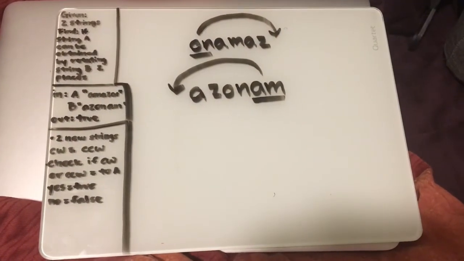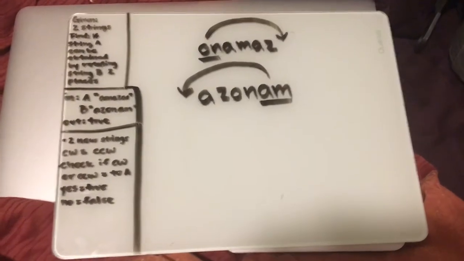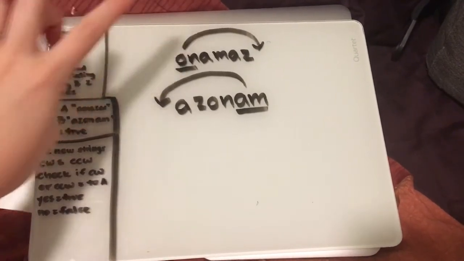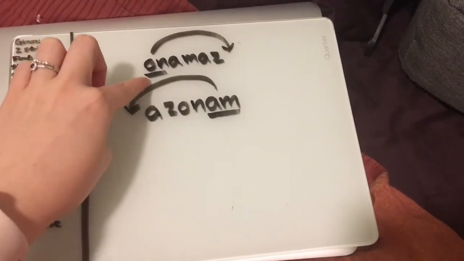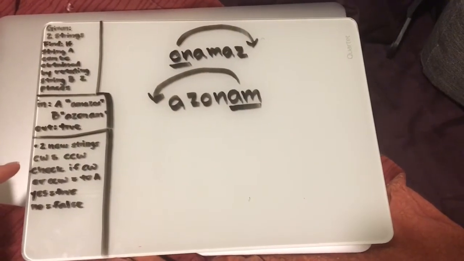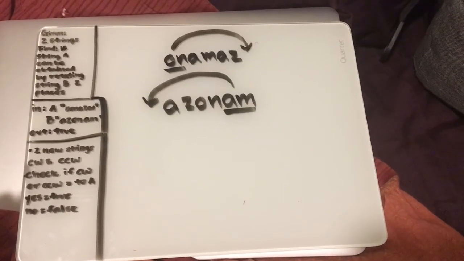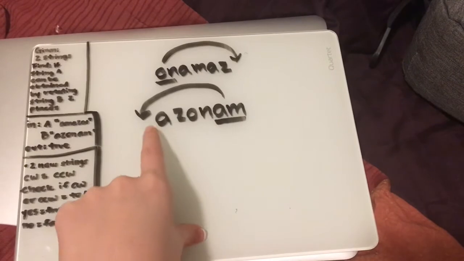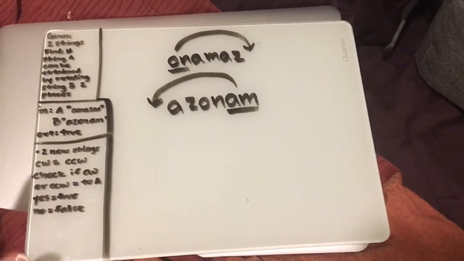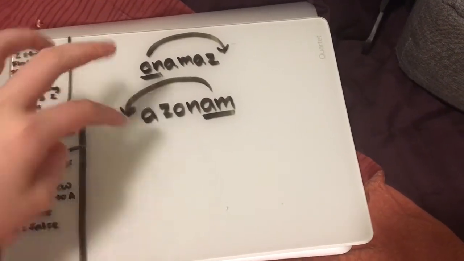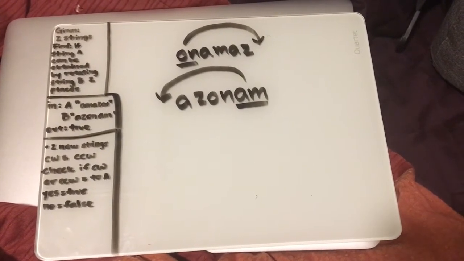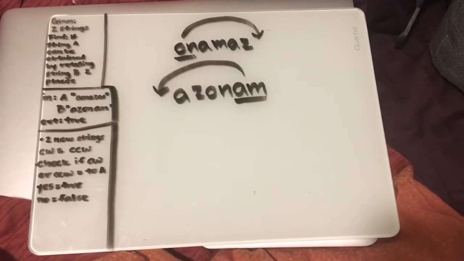How I'm thinking about doing this is to create two new strings. The first is clockwise: if you move the first two to the back, then it's Amazon. The second new string would be counterclockwise, which is the beginning of Amazon is at the end. Check if clockwise or counterclockwise is equal to string A. If it is, return true, otherwise return false.